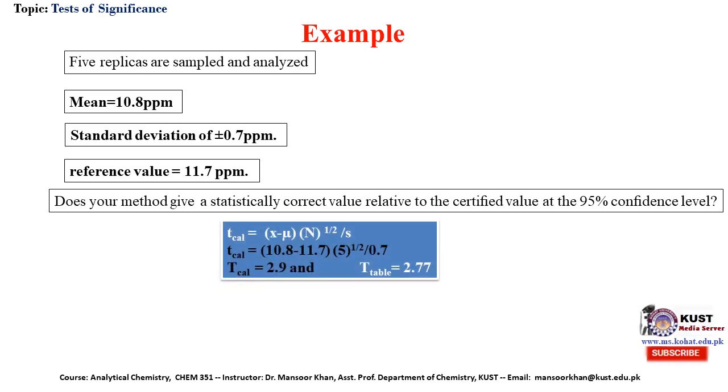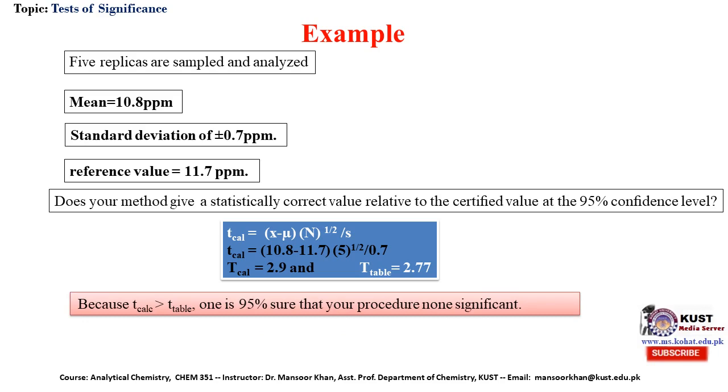So putting the values in the equation, T calculated is equal to (10.8 minus 11.7) times the square root of 5, divided by 0.7. So the T calculated value is equal to 2.9 and the T tabulated is equal to 2.77. Because T calculated is greater than T tabulated at the 95% confidence level, we are 95% sure that the newly developed method is non-significant.